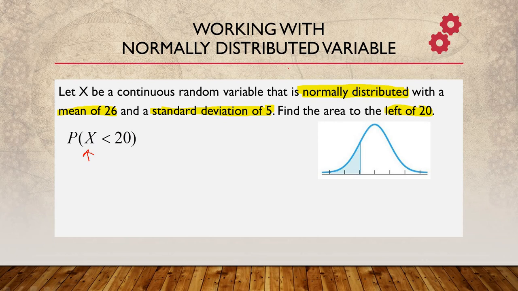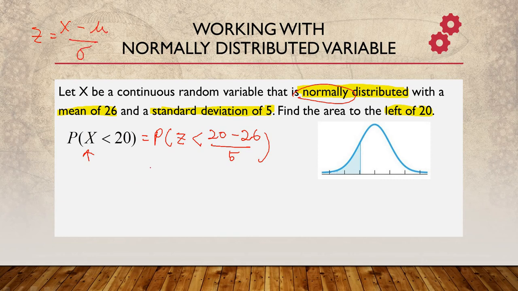So we want to standardize normally distributed. When we standardize, we use z. Alright, so z less than 20 minus mean divided by standard deviation. Okay, formula z equals x minus mu over standard deviation. Okay, you will have 20 minus 26 over 5. So we have negative 1.2. So P(z less than negative 1.2).